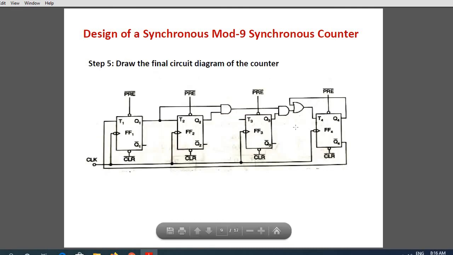Now you draw the final circuit. So here I need to draw 4 flip-flops T1, T2, T3, T4. Provide the external clock simultaneously. I have just drawn my preset and clear inputs as well. Then I draw the circuit.